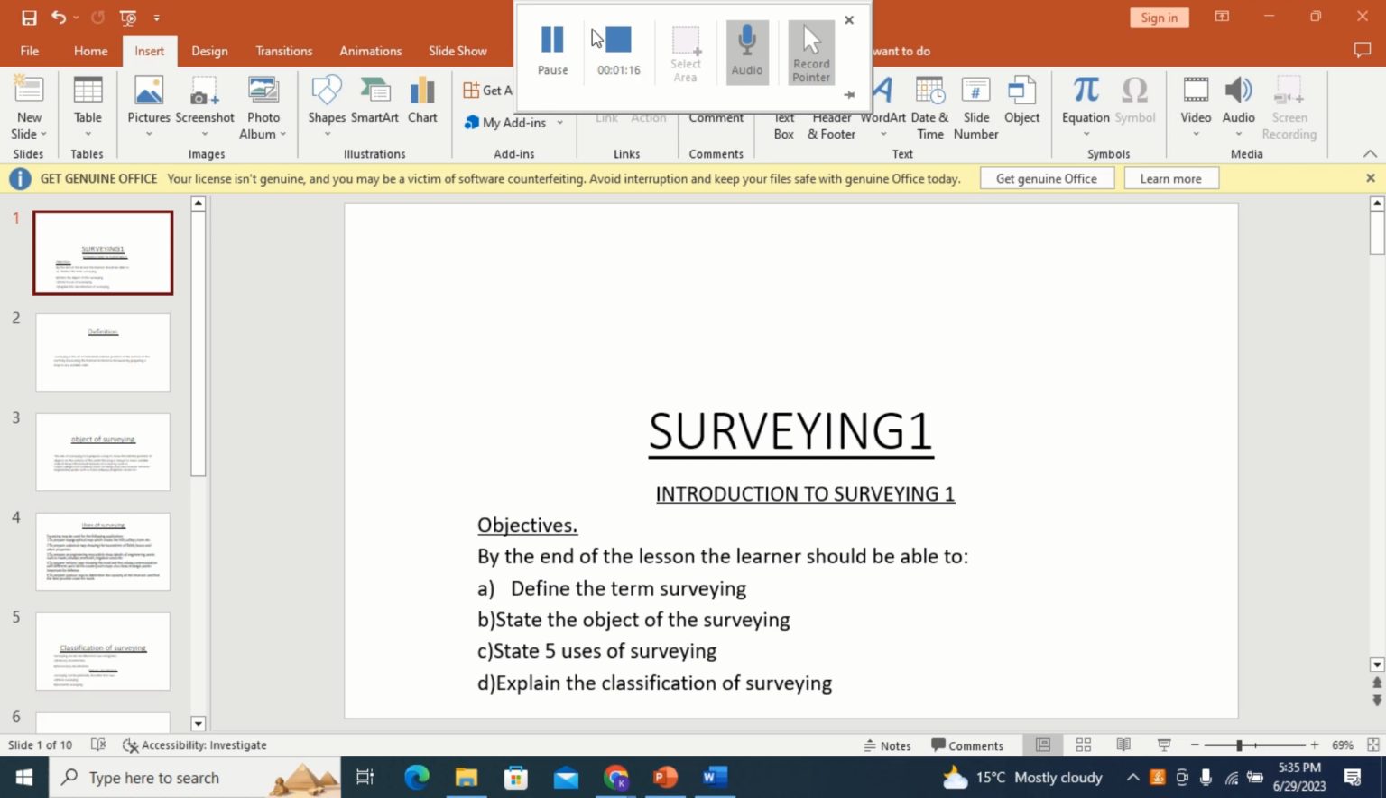So we'll be handling survey now, and to carry out the introduction, we'll begin by looking specifically at the objectives. Our objective number 1: by the end of the lesson, the learner should be able to define the term surveying, state the object of surveying, state 5 uses of surveying, and explain the classification of surveying.